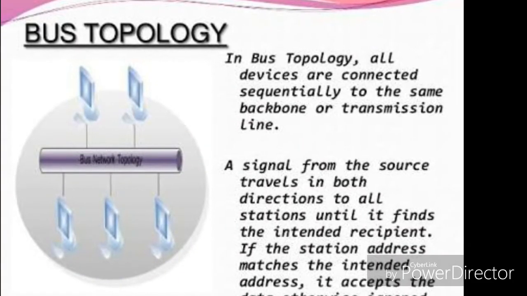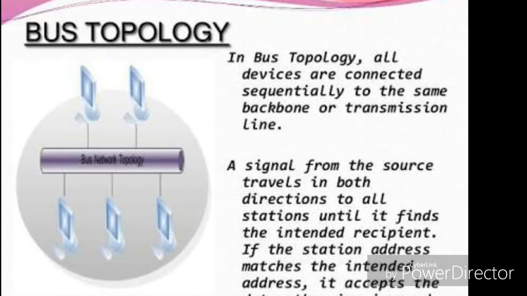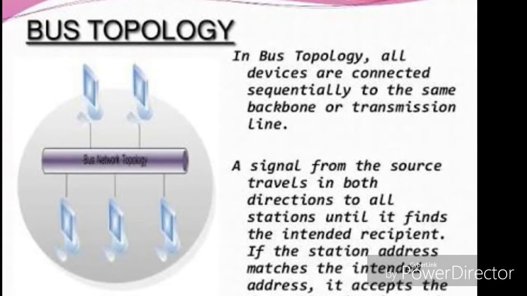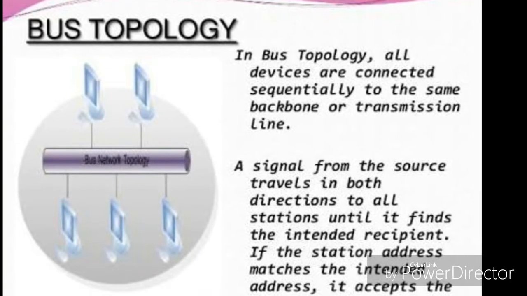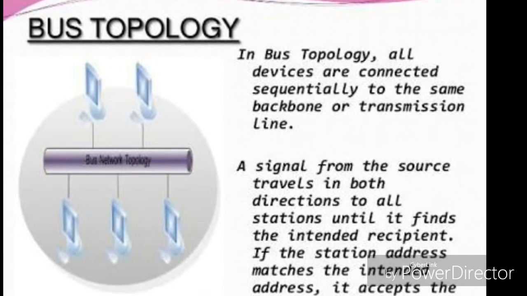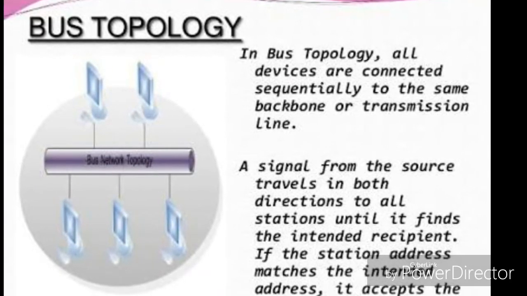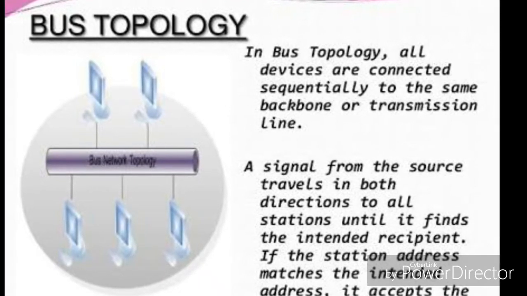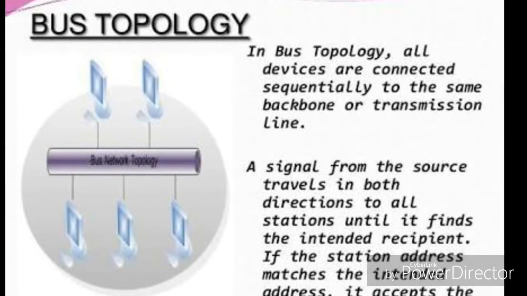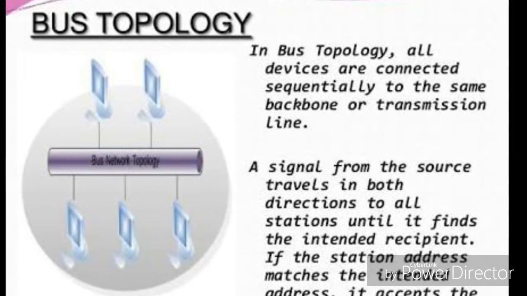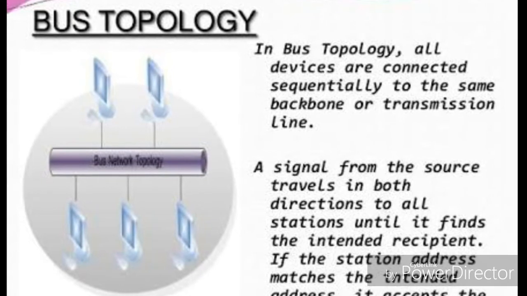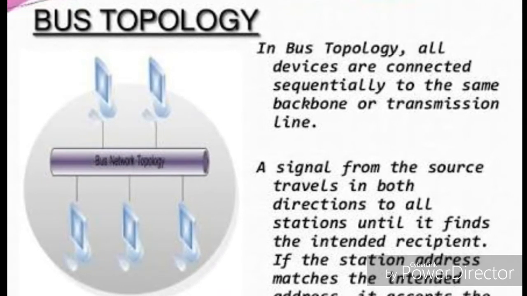What is bus topology? In bus topology, all devices are connected sequentially to the same backbone or transmission line. A signal from the source travels in both directions to all stations until it finds the intended recipient. If the station address matches the intended address, it accepts the data; otherwise, it ignores it.